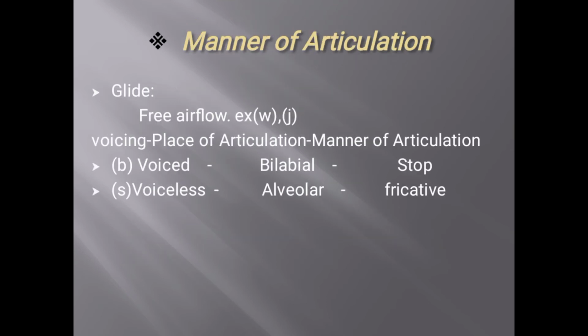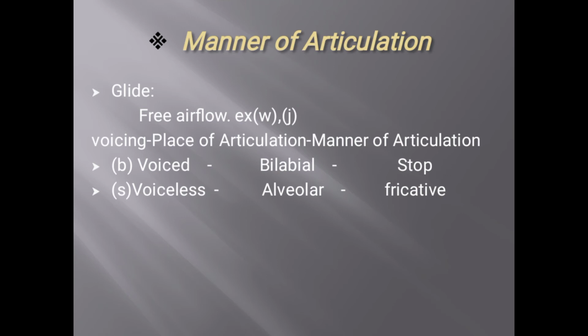Manner of articulation in vowels. The first one is glide, free airflow. For example, w, y. Voicing, place of articulation and manner of articulation.